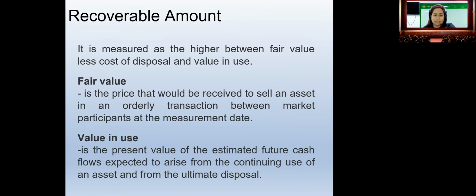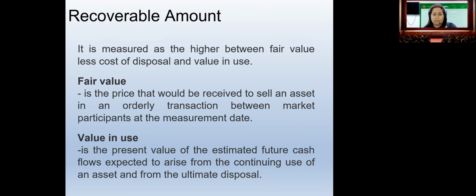in a selling situation. However, kapag value in use naman, it is the present value of the estimated future cash flows expected to arise from the continuing use of an asset and from the ultimate disposal. Okay, so dito naman, hindi yung selling price ang pinag-usapan natin. Yung value niya kapag siya ay continuously ginamit. Okay? Kung alin na mas mataas doon sa kanilang dalawa, that is the recoverable amount.